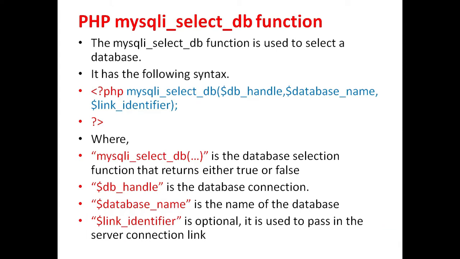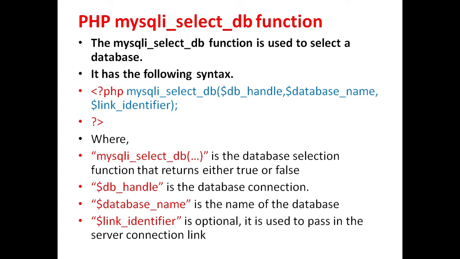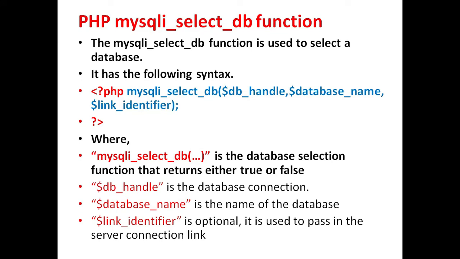Next is MySQLi select db function. This function is used to select a database. General syntax for MySQLi select db is MySQLi select db, then db handle, database name and link identifier, where MySQLi select db is the database selection function that returns either true or false. db handle is the database connection.